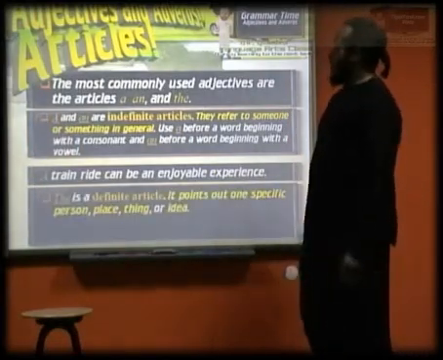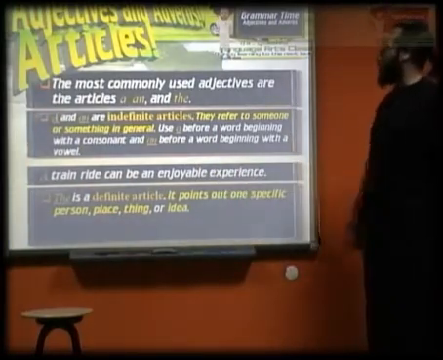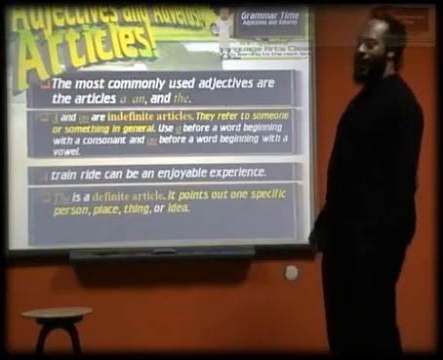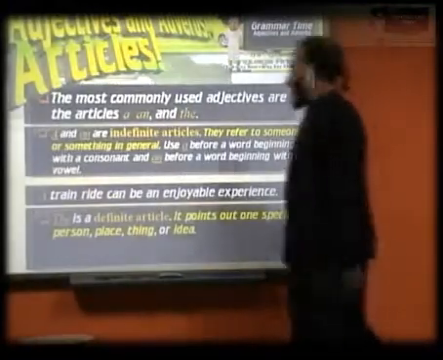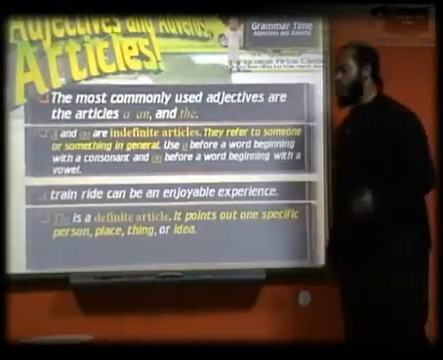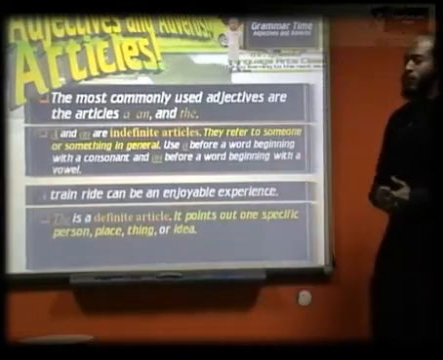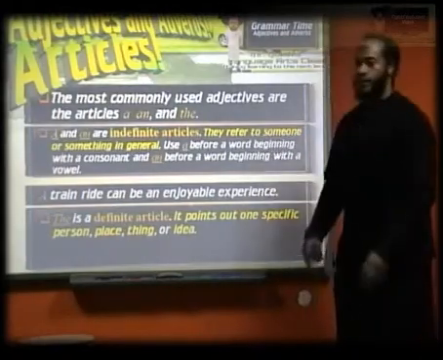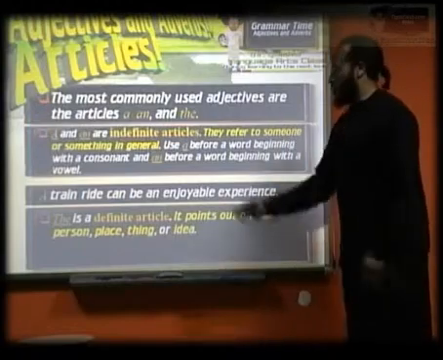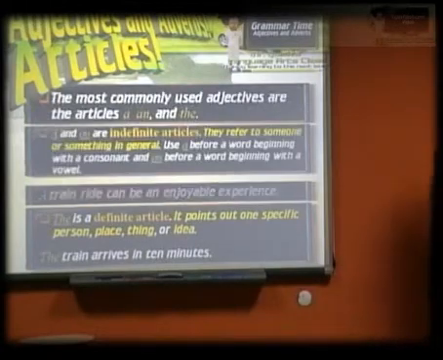The is a definite article. It points out one specific person, place, thing, or idea. And it's very different than a and an. And of course it's very different than the a, because as opposed to a, where we're talking about something in general, the is talking about something very specific. Let's look at an example of that.